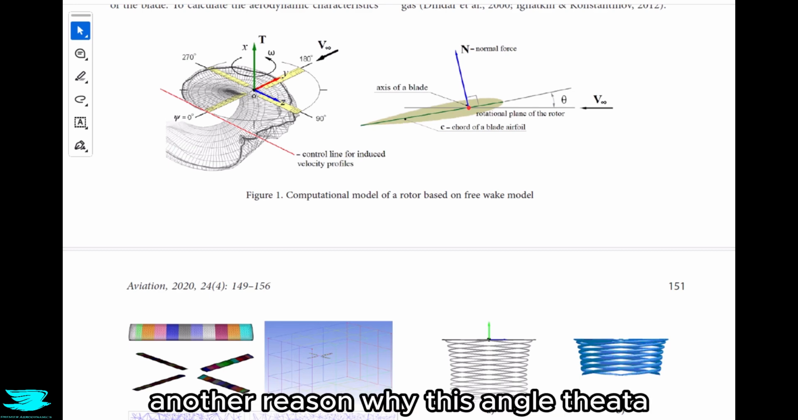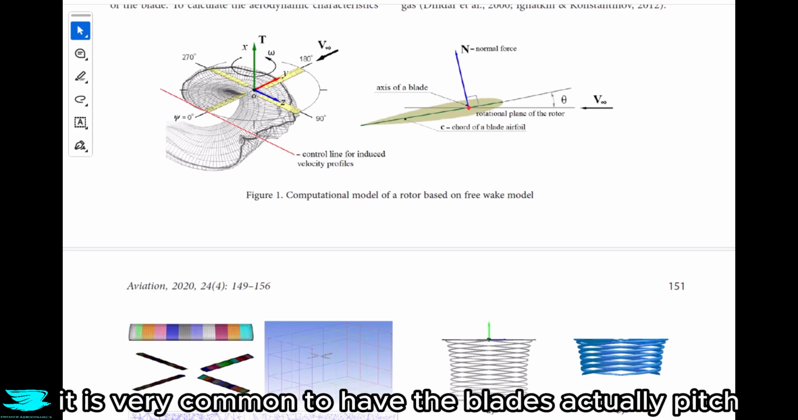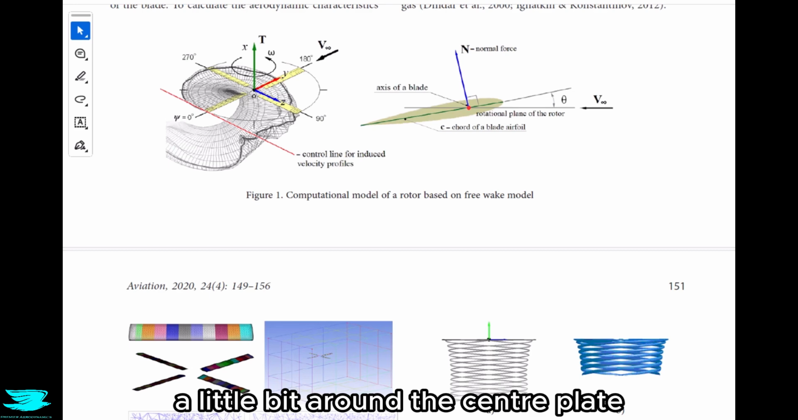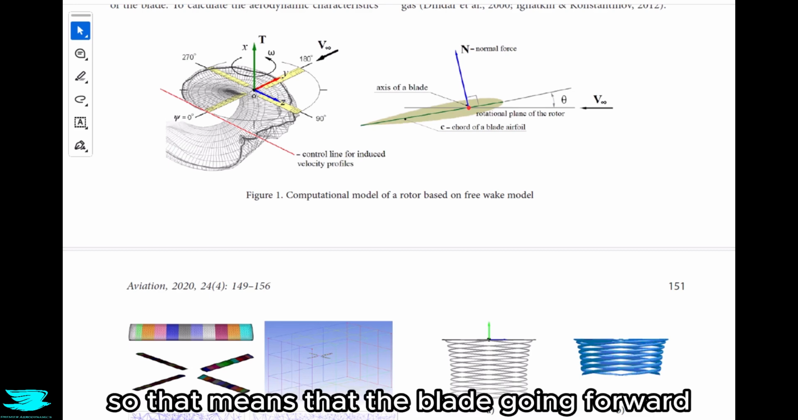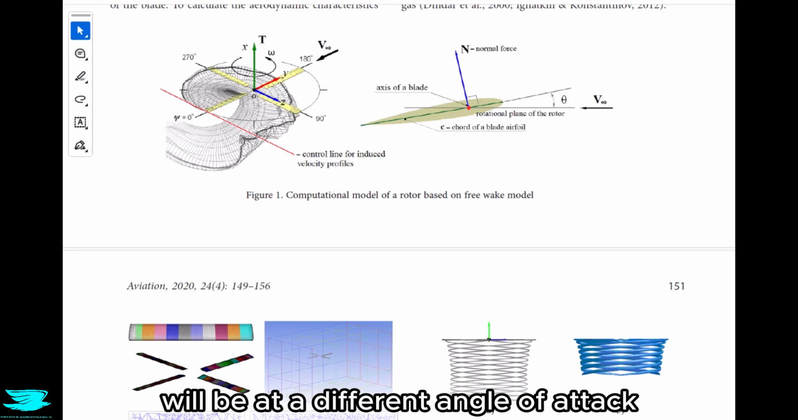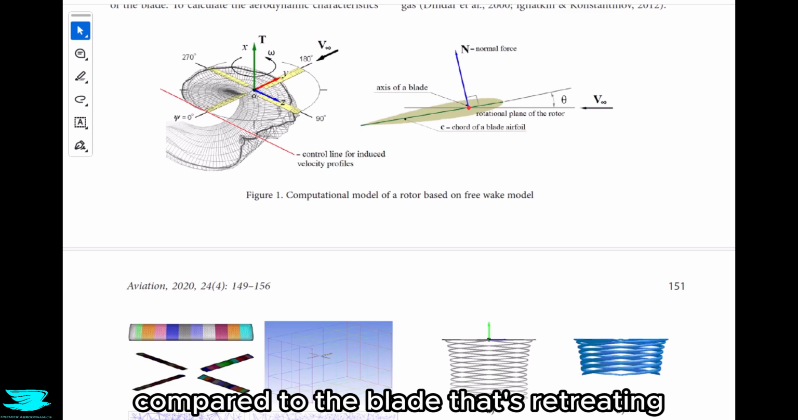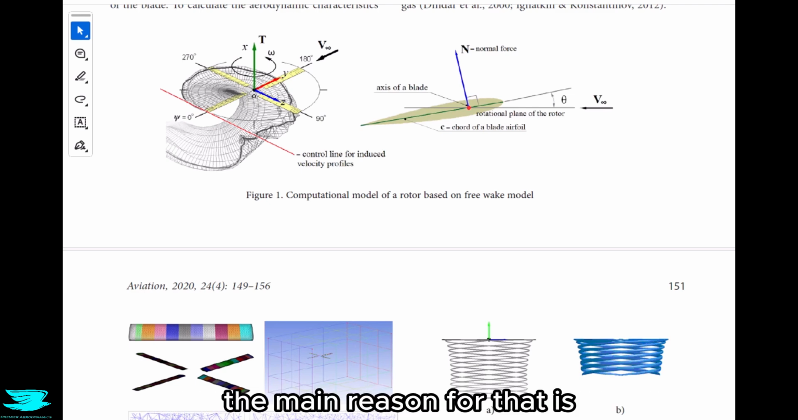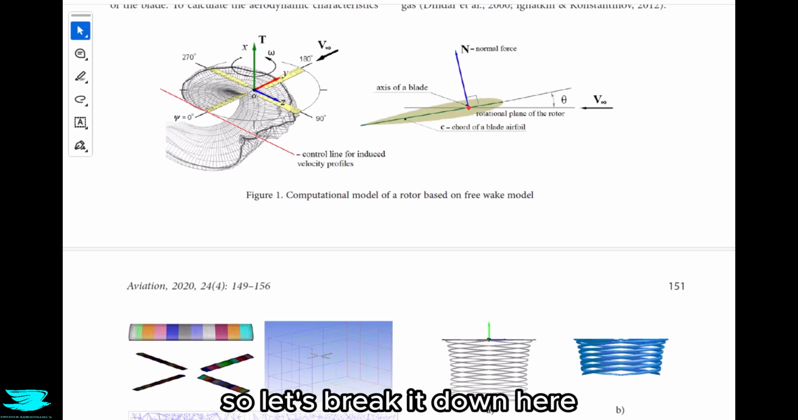Another reason why this angle theta might change is because on helicopters, it is very common to have the blades actually pitch a little bit around the center plate as it rotates its 360-degree revolution. So that means that the blade going forward will be at a different angle of attack to the free stream flow compared to the blade that's retreating. The main reason for that is it helps equalize the amount of lift each blade is producing. It's a little tricky to conceptualize, so let's break it down here.